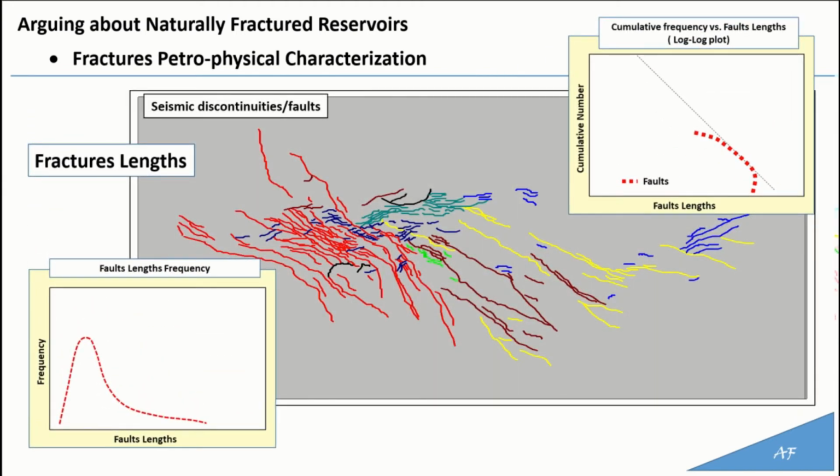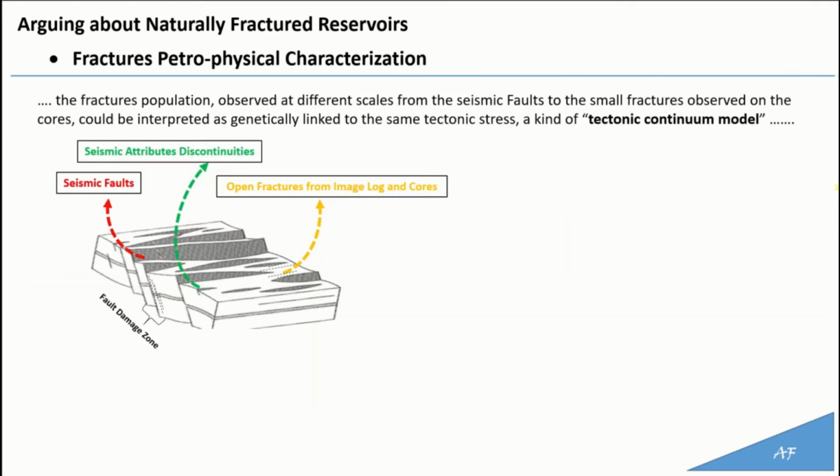However, working on the seismic volumes, similar observation can be made considering the estimated seismic fault length, as here described by fault polygons on a depth slice. So, when supported by the available data, the issues of the fracture length could be faced, at least statistically, also from a more speculative approach, considering the fracture population observed at different scales, from the seismic fault to the small fractures of the cores, as genetically linked to the same tectonic stress, a kind of tectonic continuum model.